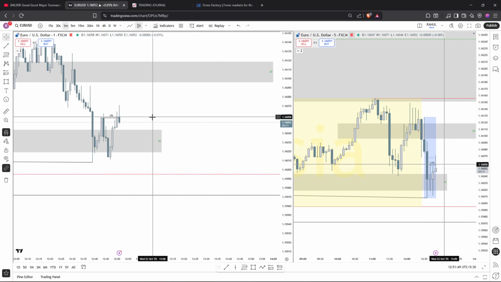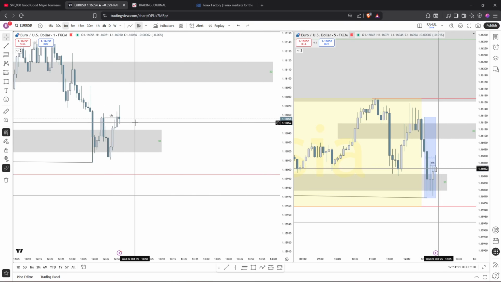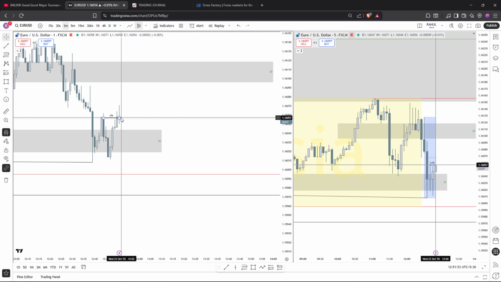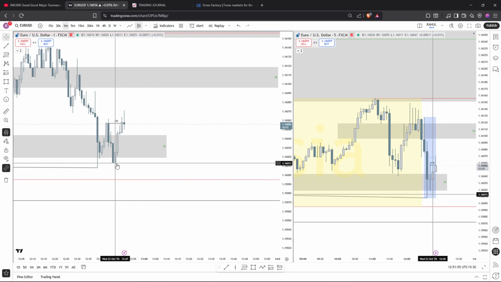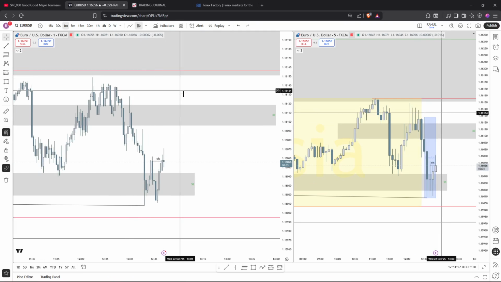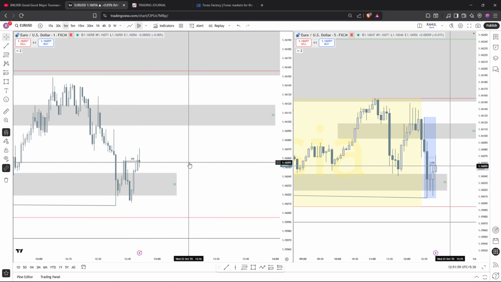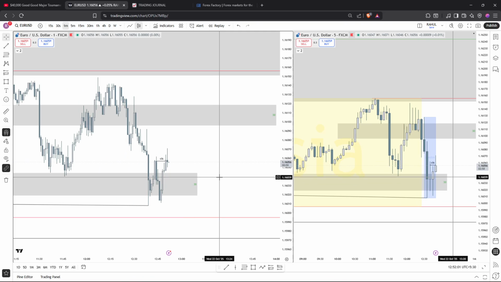Now let's see if it does. If this doesn't close, then this trade will be kind of invalid. But I have taken my entry right over here. Now my stop loss will be below this low. I am targeting this Asian high. So let's see what happens. And I'm not that confident.